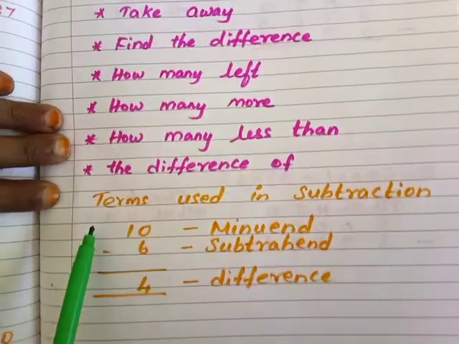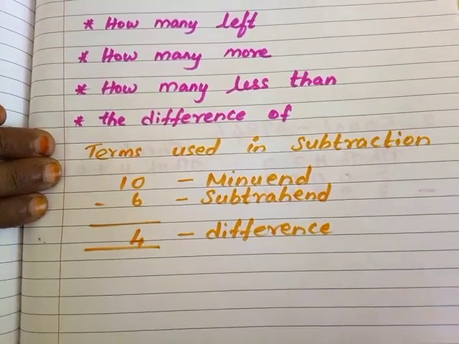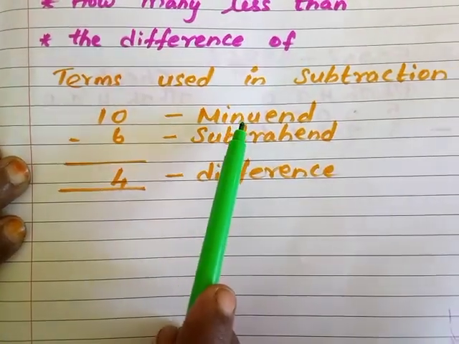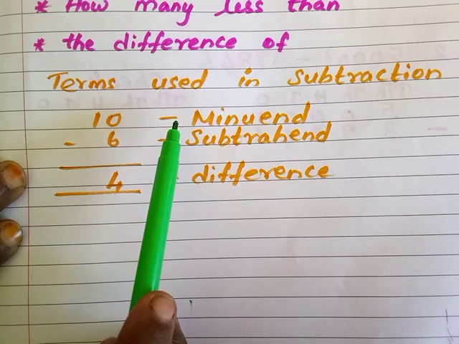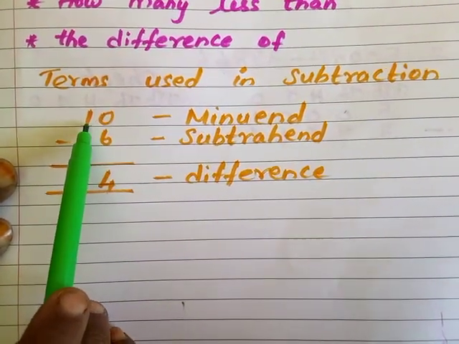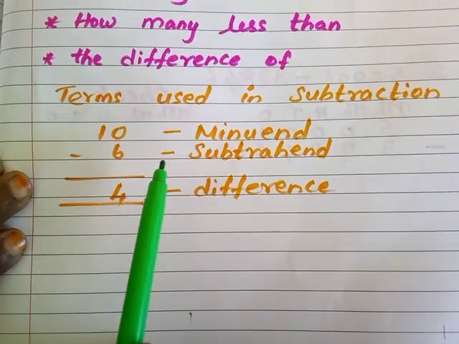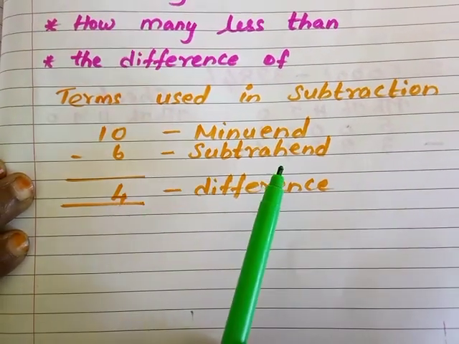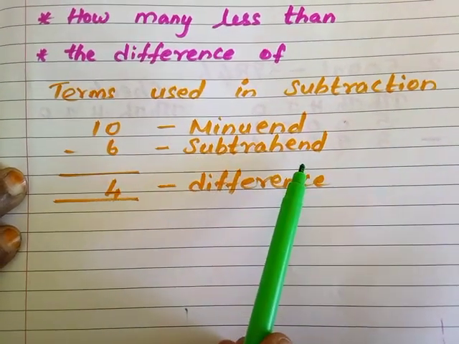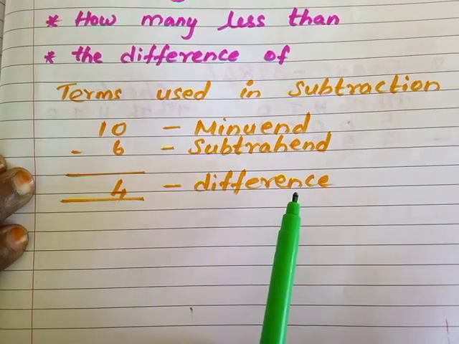Then the different terms used in subtraction are minuend. Minuend means the number from which we subtract. That is, here we have 10. From 10 we are subtracting 6. So here 10 becomes the minuend and 6, the number we subtract, is called the subtrahend. And we get an answer, that is 4, and that is called the difference.